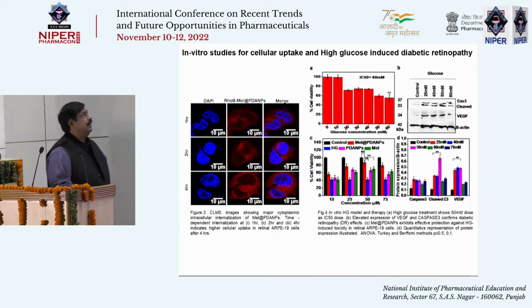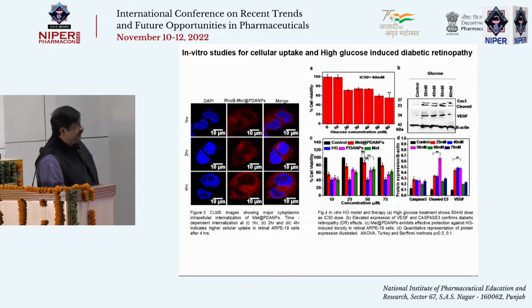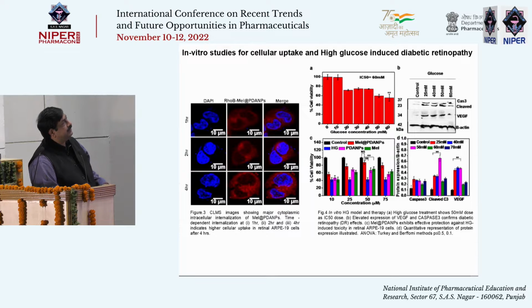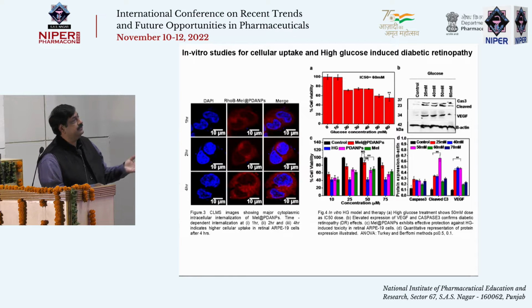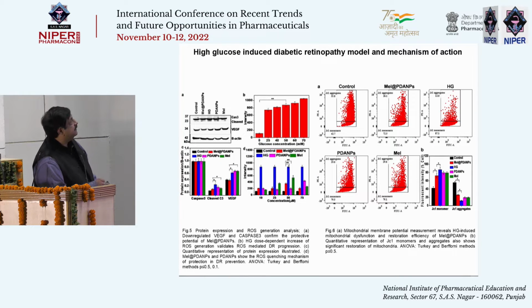high glucose to introduce that model, and we monitored caspase-3 and VEGF, because apoptosis and angiogenesis are the challenges in this model. After developing this model, we first challenged the cells with high glucose and then treated with this nanoformulation, and they prevented the increase in VEGF and caspase-3 levels.